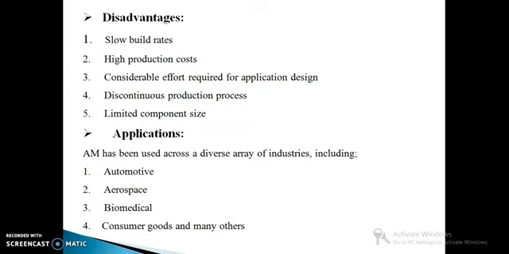Then what are the applications or areas where we can use this additive manufacturing process? We can identify a total of 4 areas where we can use the AM process: automotive, where a variety of automotive components can be manufactured, aerospace components, biomedical, then consumer goods, and many other components can be manufactured with the help of the AM process. As we have seen, the teacup is an example of a consumer good. Okay, these are the applications of the AM process.